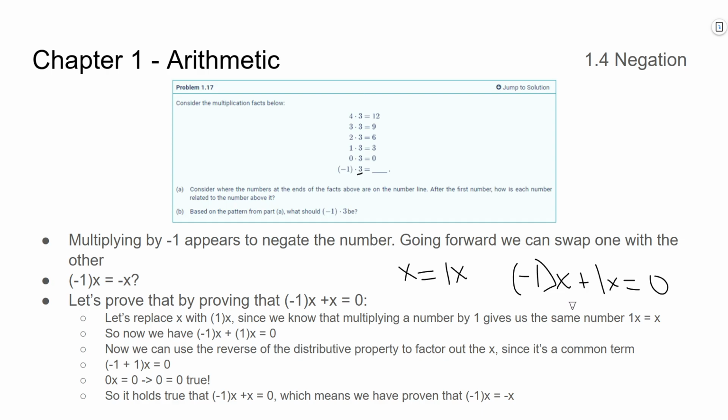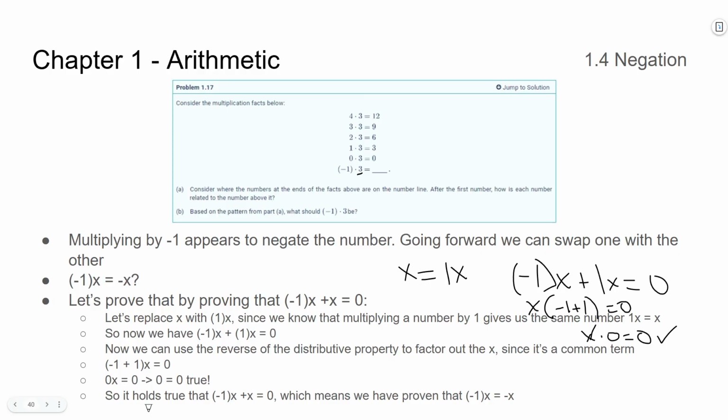And now we can reverse the distributive property to bring this x out. So now we have x times -1 plus 1 equals 0. And we know that -1 plus 1, that's negation. So then that gives us x times 0 equals 0. And now we can prove that this one right here was true because we know that multiplying by 0 would always give you 0. We've talked about that before.